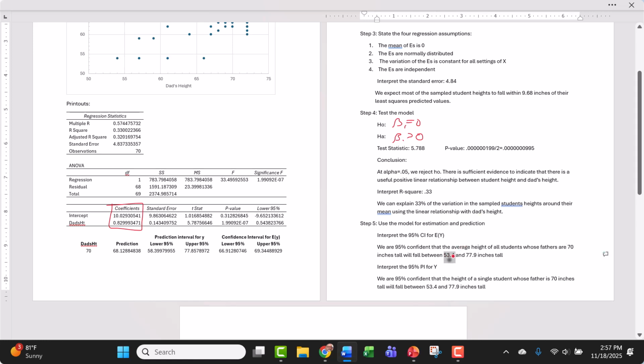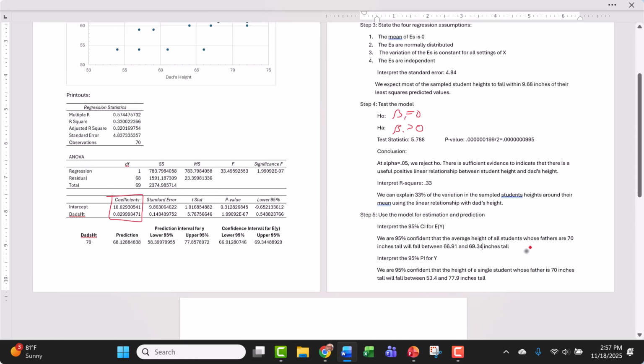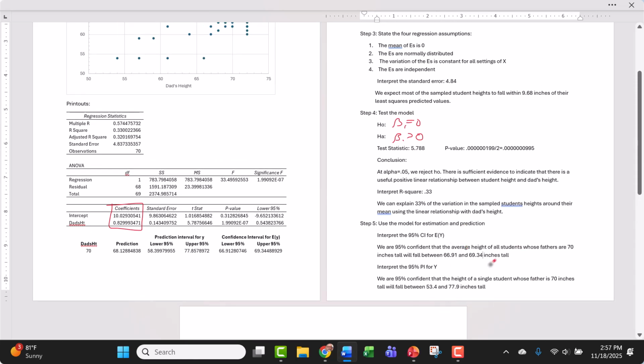They're going to get a lot closer together. We're going to go 66.9. I'm using the E of Y numbers now: 66.91 and 69.34. I'm not trying to predict your height here. I'm trying to predict the average of all the heights of students whose fathers are 70 inches tall. Different beast. We've got Y, we have E of Y. You've got to be able to work with both, and see the difference between the two of those.